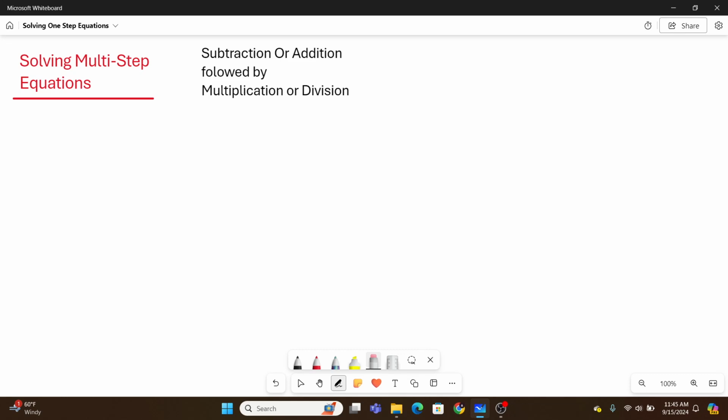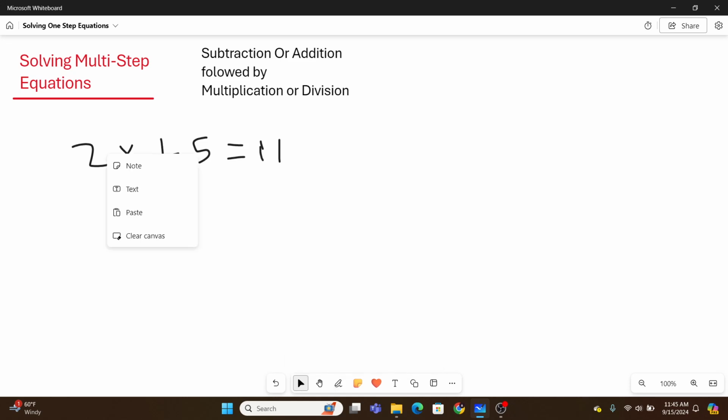And let's take the example 2x plus 5 is equal to 11. And in this example, you see that we have both multiplication and we have addition. So we need to do two steps in this equation. And here I have written it down for you that you first do the subtraction or the addition, and then you do the multiplication and the division. So in this case, you start with the addition.